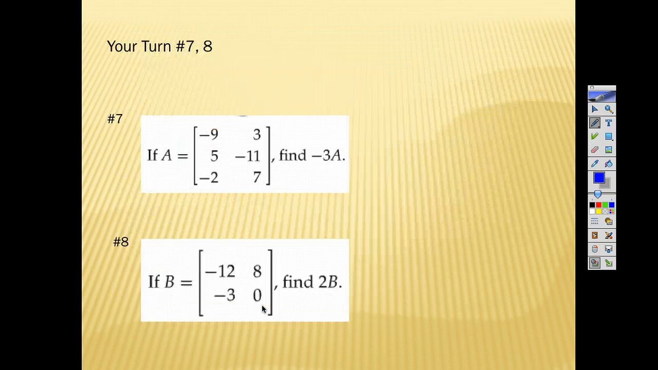Okay, so your turn, numbers 7 and 8. All you're really doing here is multiplying everything in A by negative 3. And for number 8, multiply everything in the B bracket matrix by 2 and rewrite your matrix. Come back when you're done.